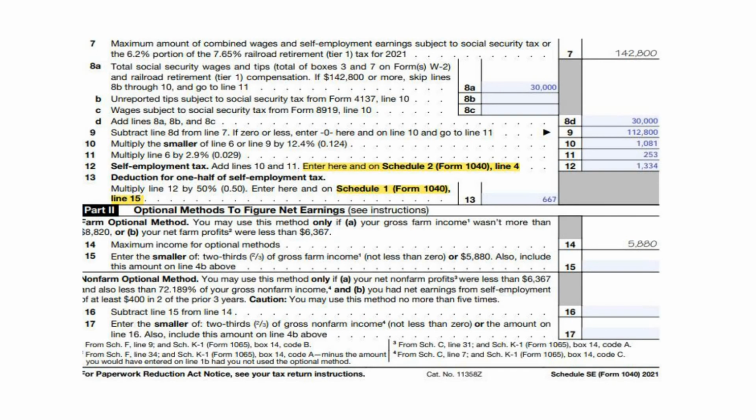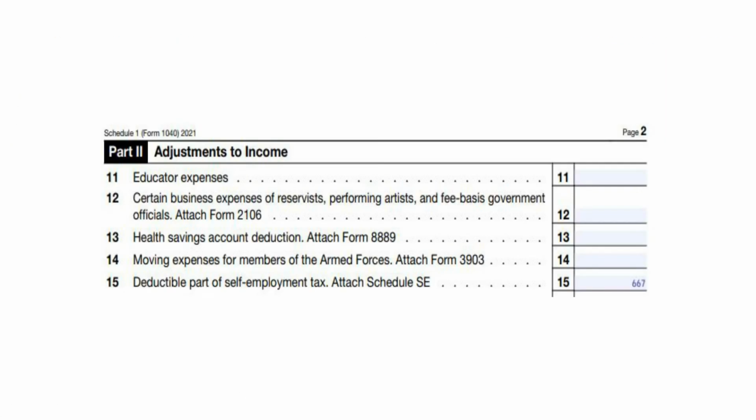On line 13 of Schedule SE, multiply line 12 by 50%, which will give you $667. Enter this on Schedule 1, line 15. This is your deduction for 1/2 of self-employment tax.